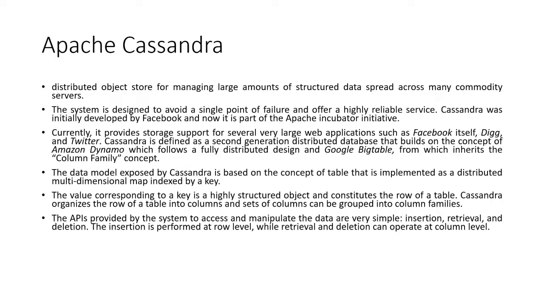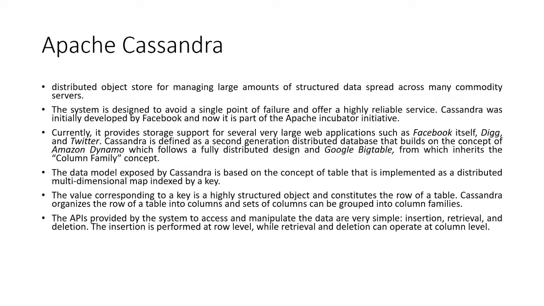Cassandra is defined as a second generation distributed database that builds on the concepts of Amazon Dynamo, which follows a fully distributed design, and Google Bigtable, from which it inherits the column family concept. The data model exposed by Cassandra is based on the concept of a table that is implemented as a distributed multi-dimensional map indexed by a key. The value corresponding to a key is a highly structured object and constitutes the row of the table. Cassandra organizes a row of a table into columns, and sets of columns can be grouped into column families.